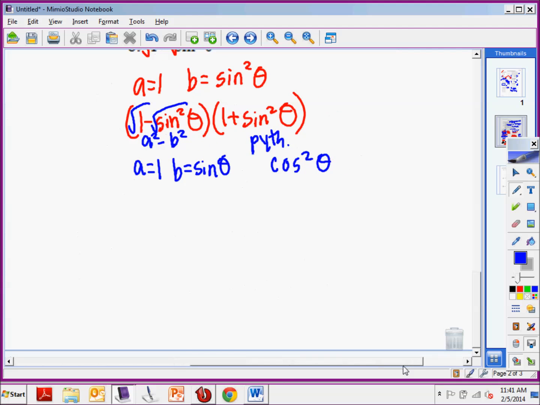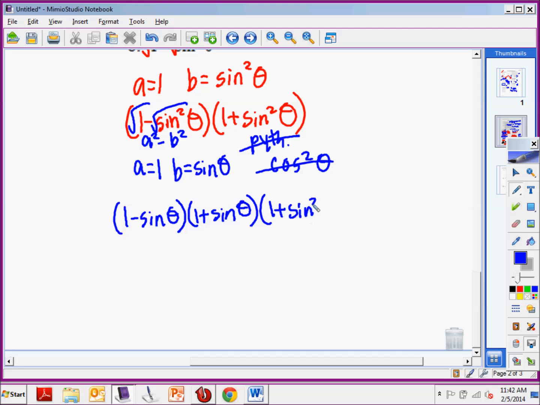So is this really a Pythagorean? No, it's not. But can we still do that? This one wants us to factor. It doesn't want us to simplify, so that's why we're going to keep moving forward. So now I have 1 minus sine theta and 1 plus sine theta. Then I'm just going to bring down 1 plus sine squared, because there's nothing I can do with it, right?